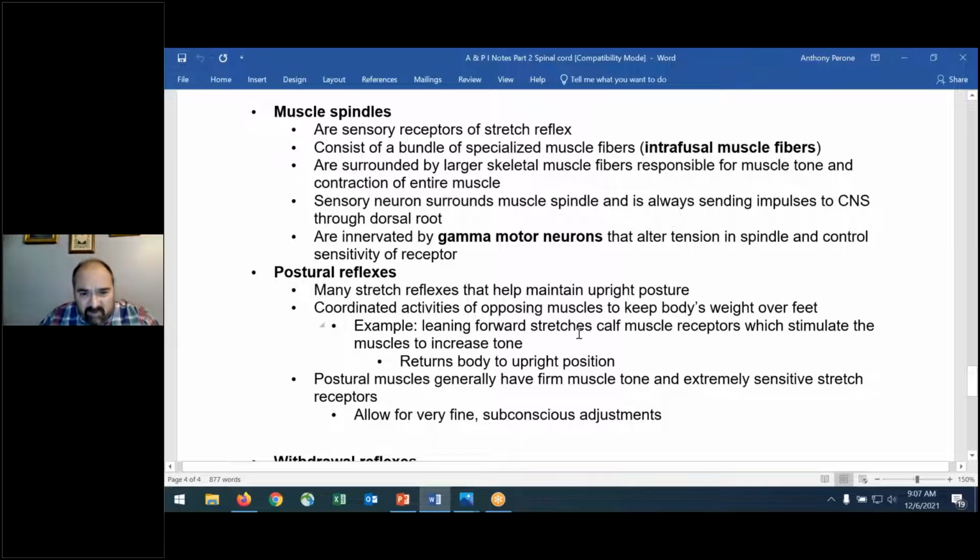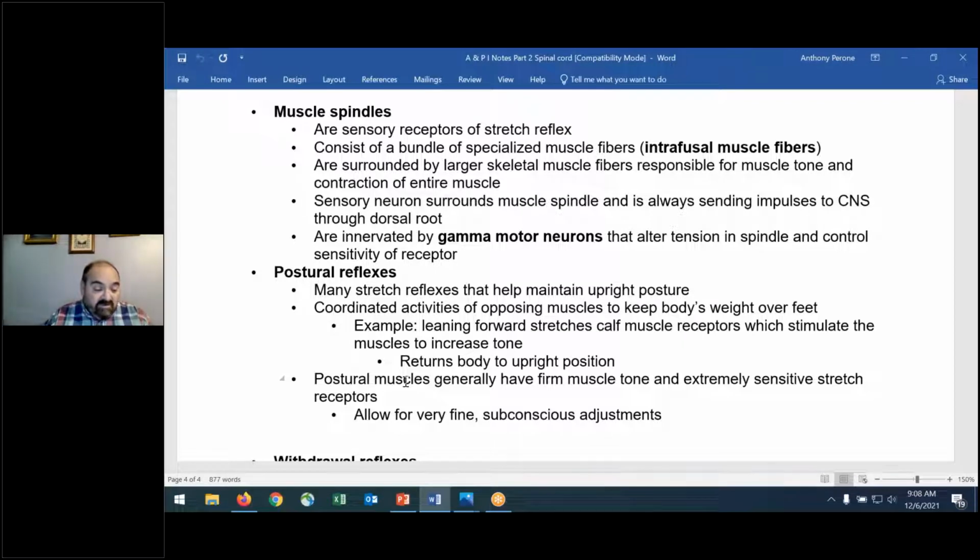For example, leaning forward stretches calf muscle receptors, which stimulate the muscles to increase tone, returning the body to an upright position. Postural muscles generally have firm muscle tone and extremely sensitive stretch receptors, which allow for very fine subconscious adjustments. You're not even thinking about it, folks, and it's just doing it for you. Your body is helping to maintain this posture, whether you're leaning to one side or the other; you're not just keeling over.